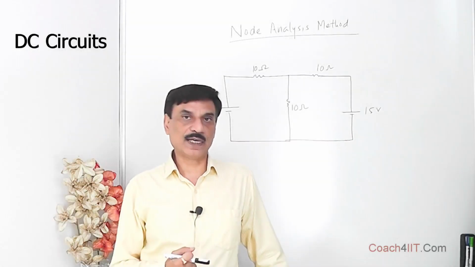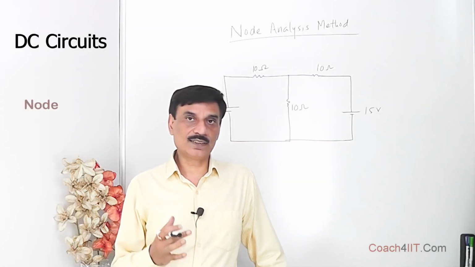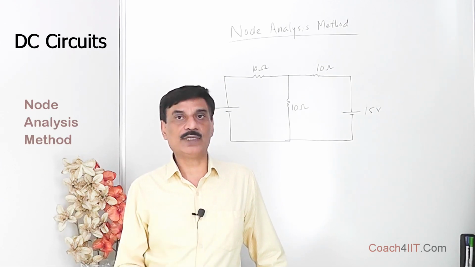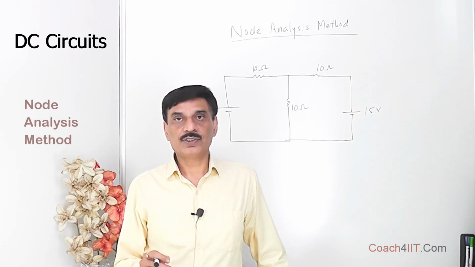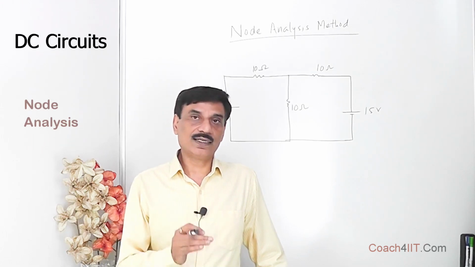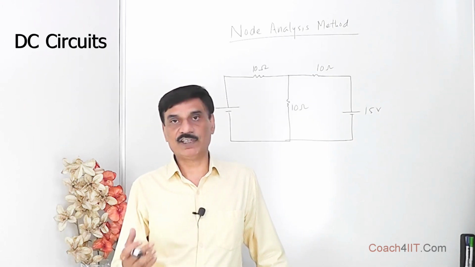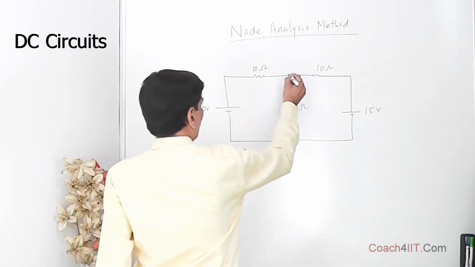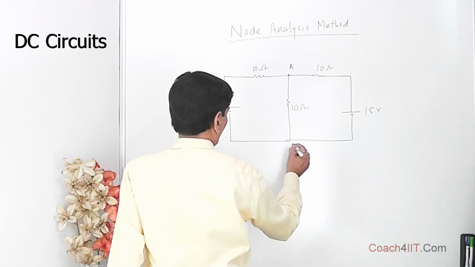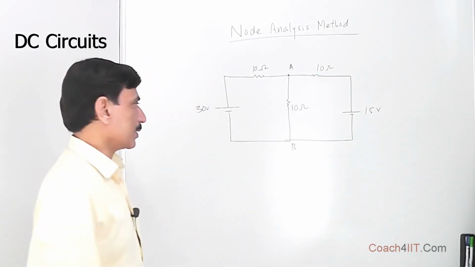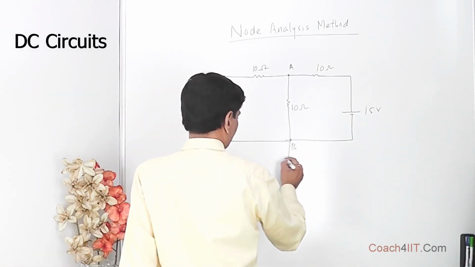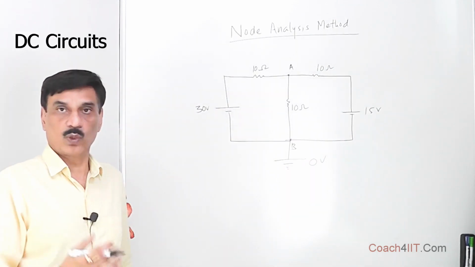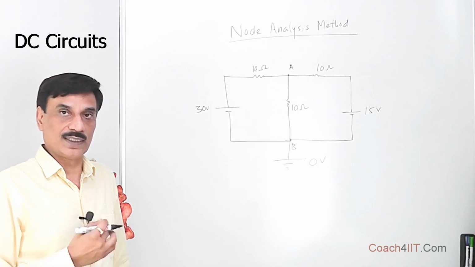Understand the node analysis method. What does it say? Node analysis method says, first identify the nodes you have in your network. Then arbitrarily, you can take any node at a 0 volt potential or at any reference potential. Like over here, we have one node over here and the other node over here. So we can arbitrarily take it at a 0 volt potential. So this is at absolute reference potential at 0 volt. We have arbitrarily taken it as a reference potential that is 0 volt.